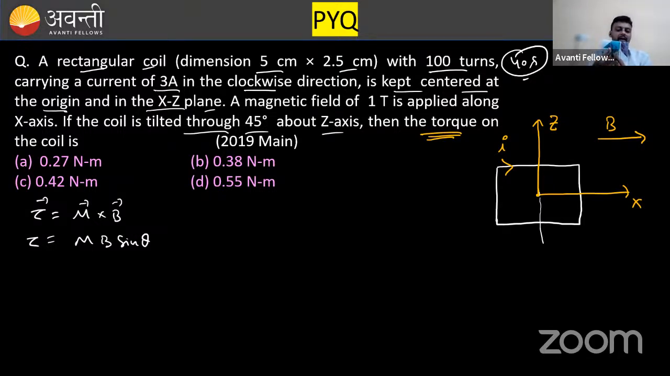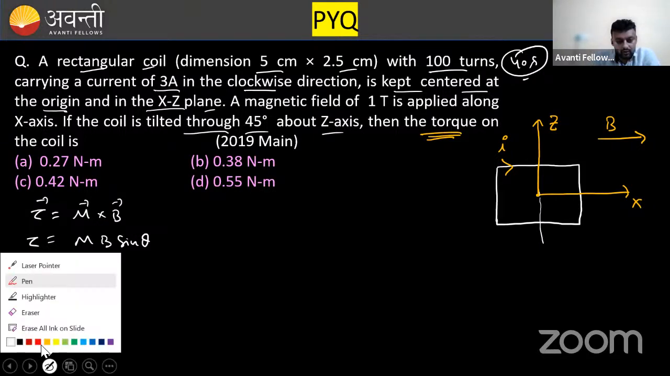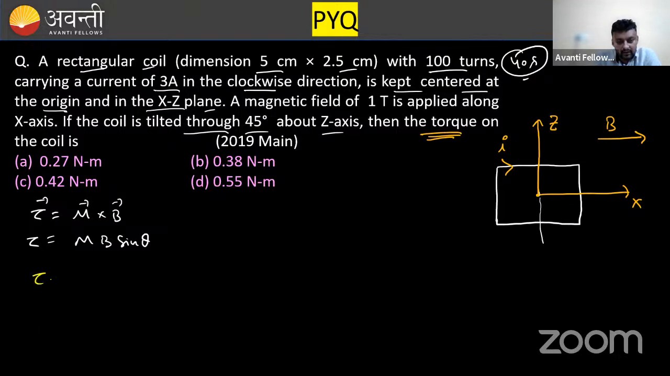So the magnetic moment which was earlier in this direction, if I tilt it, the magnetic moment will also shift by 45 degrees. So the initial angle between M and B was 90, so the new angle will become 45 degrees. So what I'm saying is that the new torque, after tilting, will become MB sine 45.